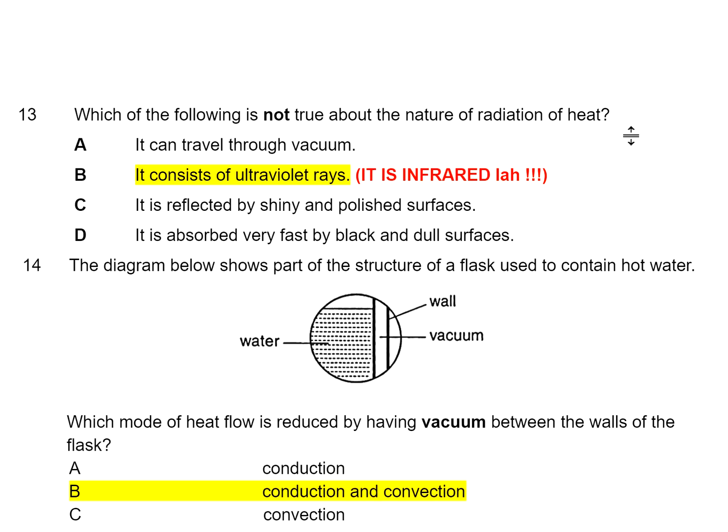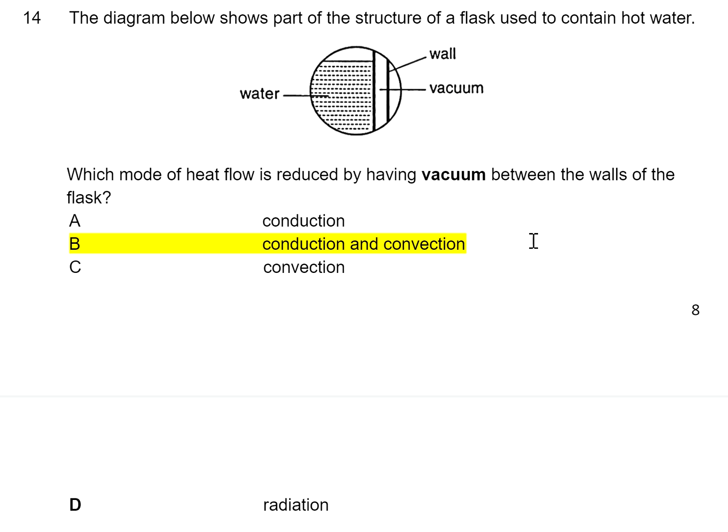Question 13. Radiation is not ultraviolet, it is infrared. You should know by now. This is a vacuum. Once you have a vacuum, you cannot have conduction and convection. Only radiation can travel through a vacuum.